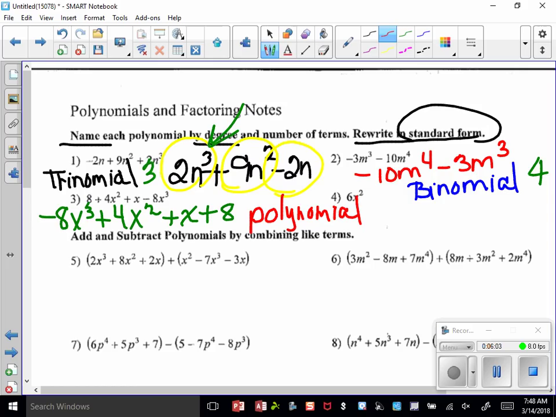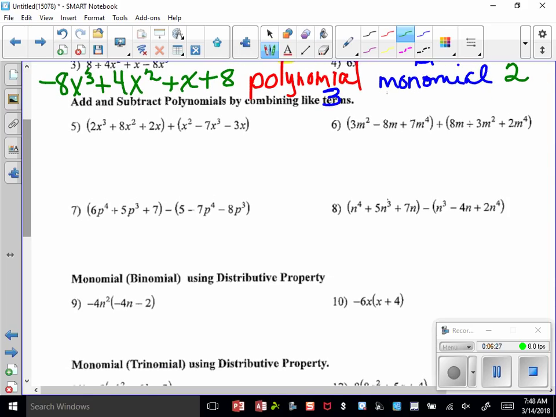And the degree here is 3. All right, so number 4 is only 1 term, so that's a monomial. And the degree is 2. Okay. So let's go down to 5 through 8, and you guys have done this before.